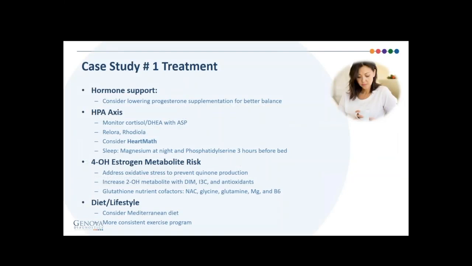So what do we do for this patient? I would say first, hormone support. Consider lowering the progesterone if there's imbalance, and that's certainly a possibility. As far as the HPA axis, I would monitor the cortisol and DHEA with an adrenal cortex stress profile. There are adaptogens like Relora, Rhodiola that can be utilized to help with that high cortisol production, that pull towards cortisol. And consider HeartMath.